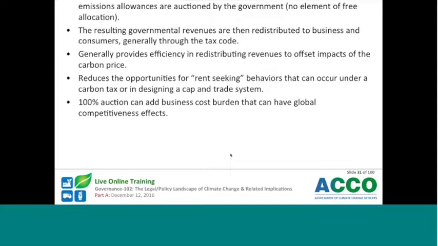But the other piece is that because the revenue now is all coming into the government, it can look at industries that are disproportionately affected and do things to reduce those burdens across the industry sector as a whole.